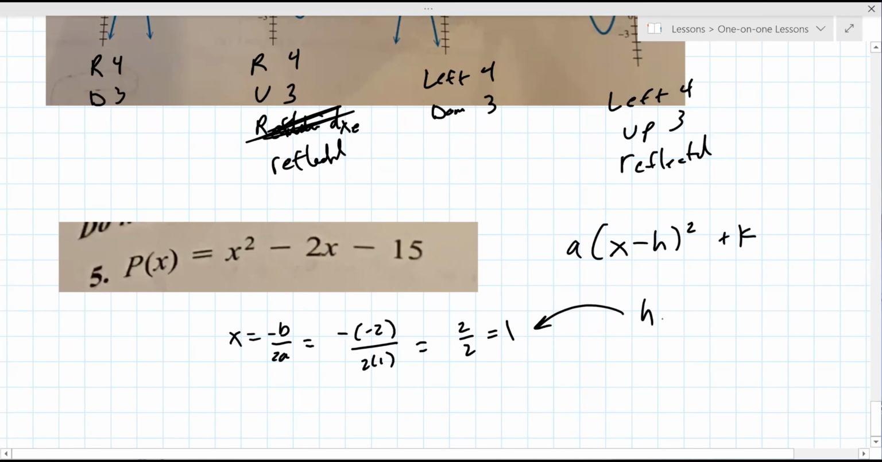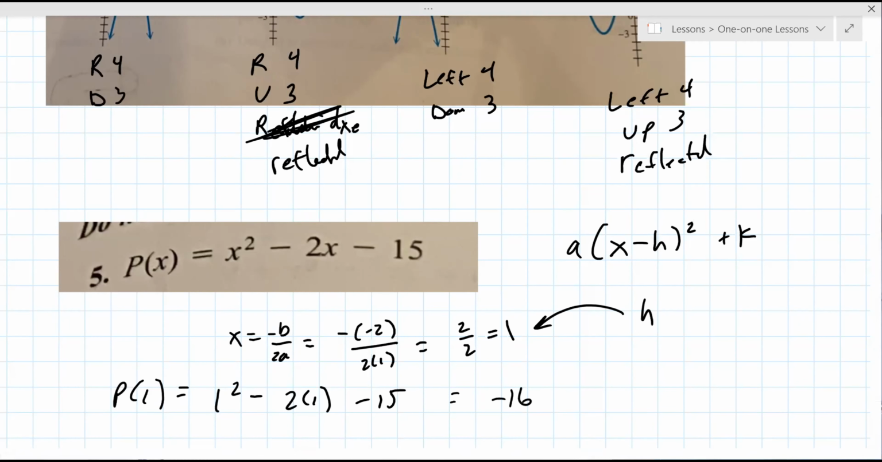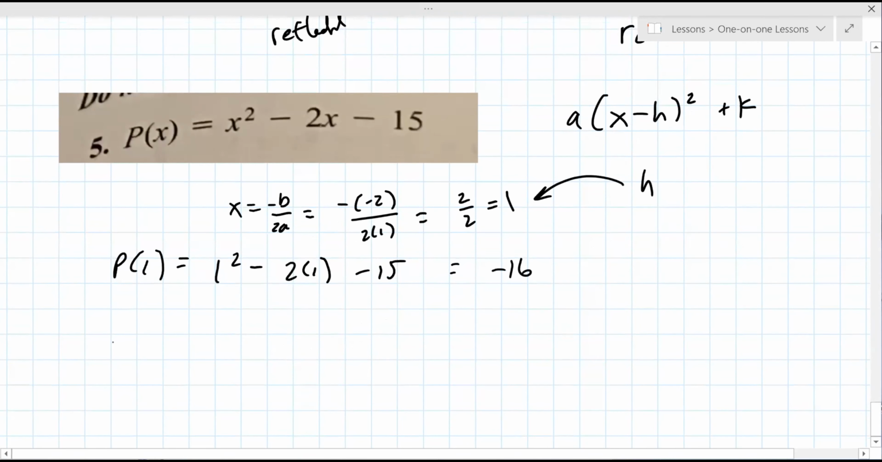Oh, for that vertex. I see what you mean. You can also find k by putting 1 back into the original. So if you try to find p of 1, you get 1 squared minus 2 times 1 minus 15. That becomes minus 16. The vertex is 1, negative 16. So that means your p of x looks like a times x minus 1 squared minus 16.